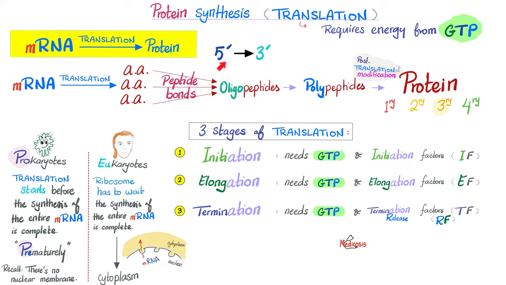It goes from 5 to 3 prime end. Translation happens in 3 stages: initiation, elongation, and termination. Initiation requires GTP because it needs energy and initiation factors. Elongation requires GTP for energy and elongation factors. Termination requires GTP and termination factors or release factors to release the peptide chain from the tRNA.